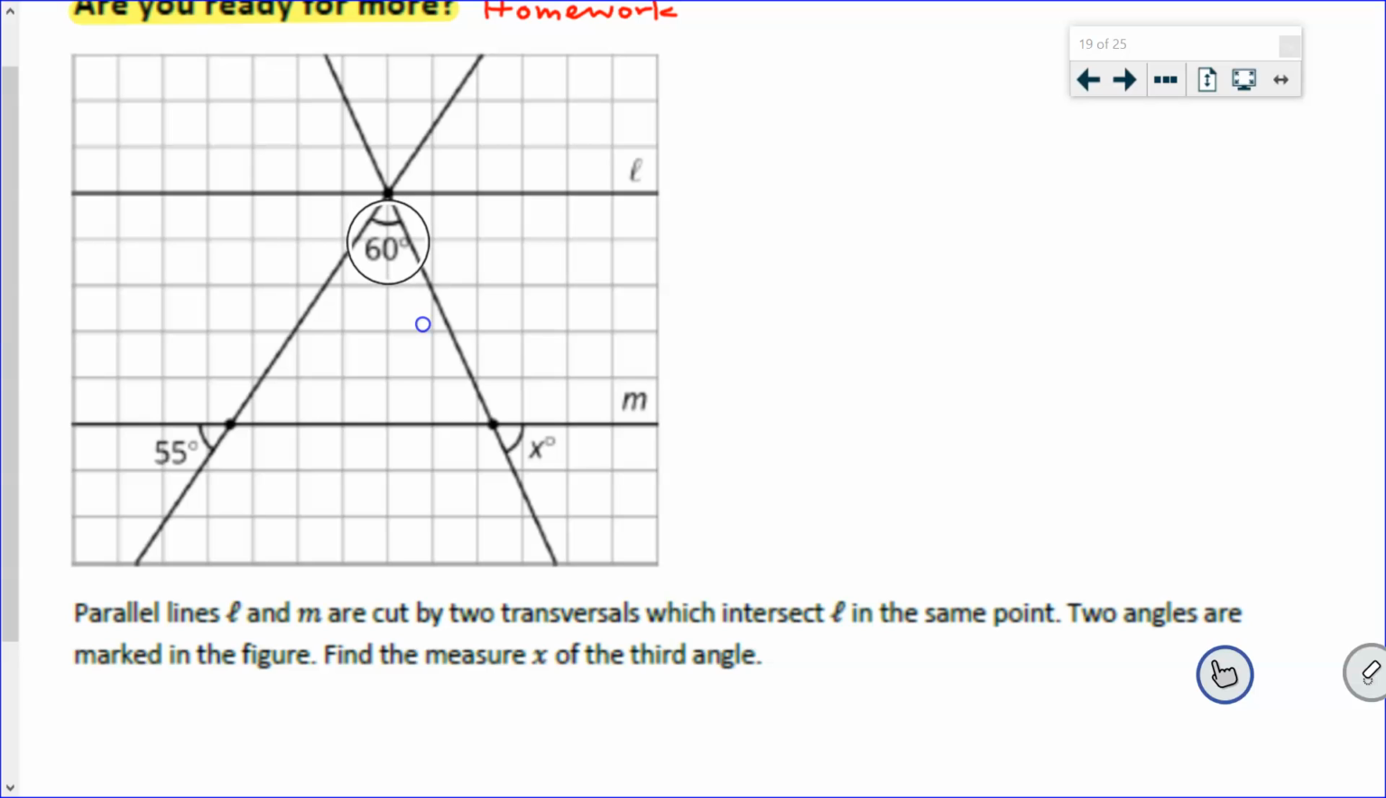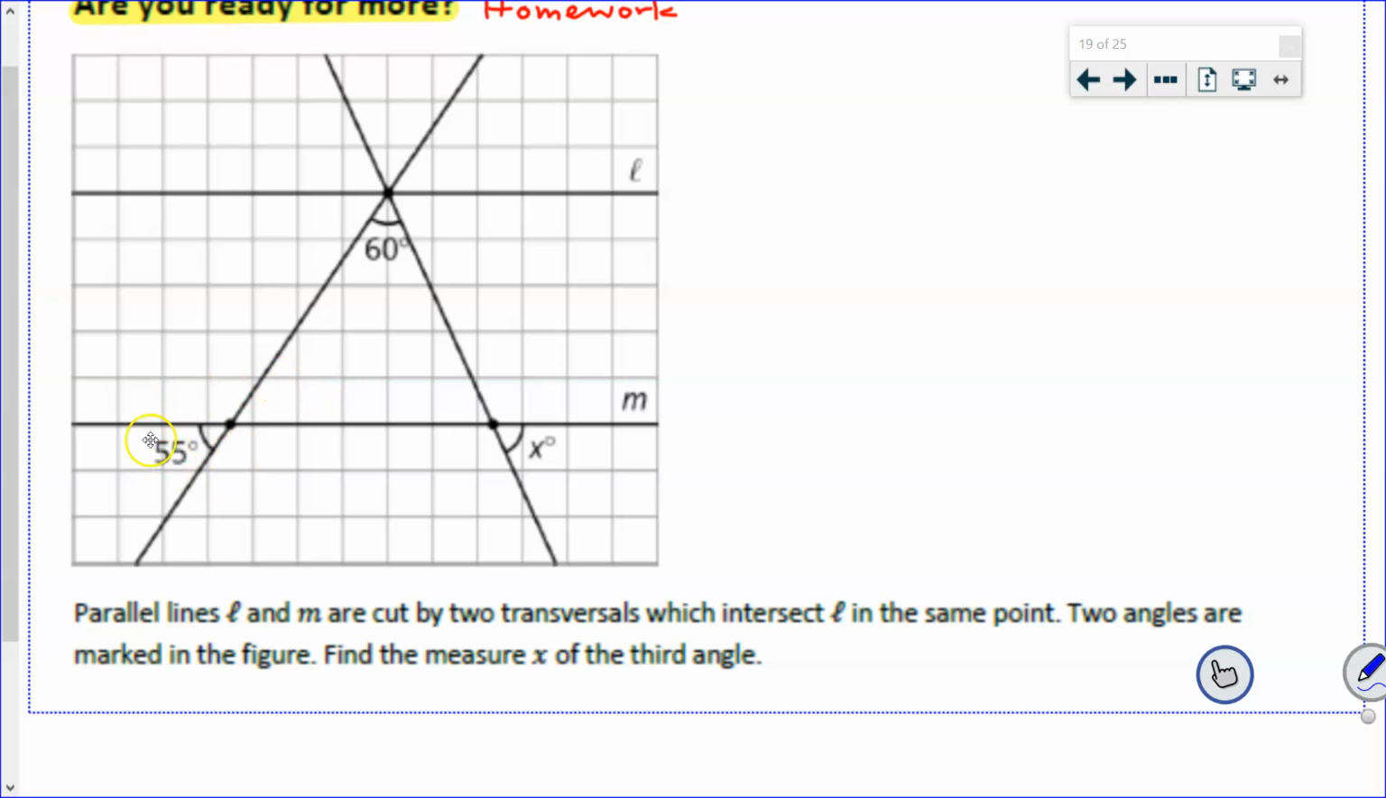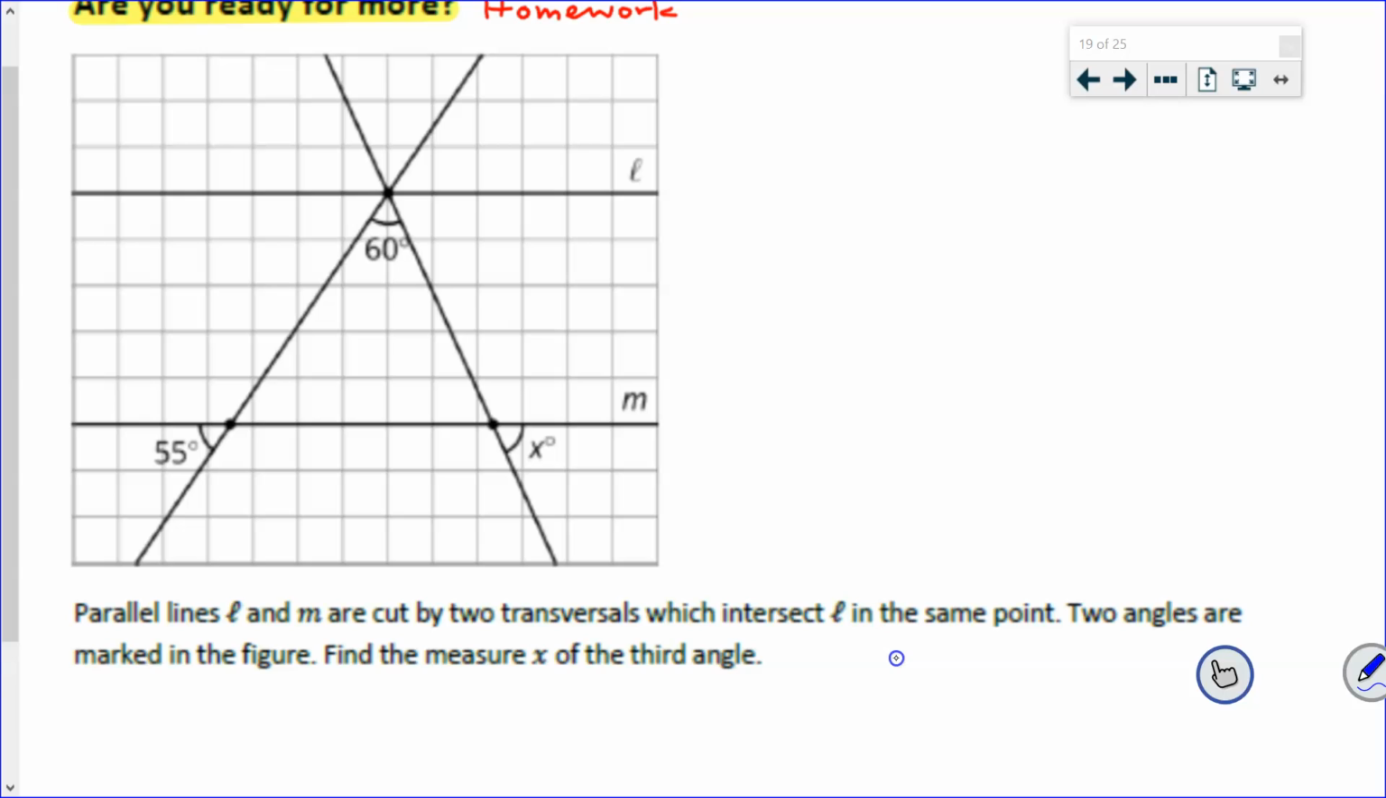This is only one angle that I know. Can I figure out other angles in that triangle? Okay, tell me that. How do I figure out the other angles in the triangle, focusing on this 55-degree angle here? Using this 55-degree angle here, tell me how I can find another angle in that triangle. Lucas?